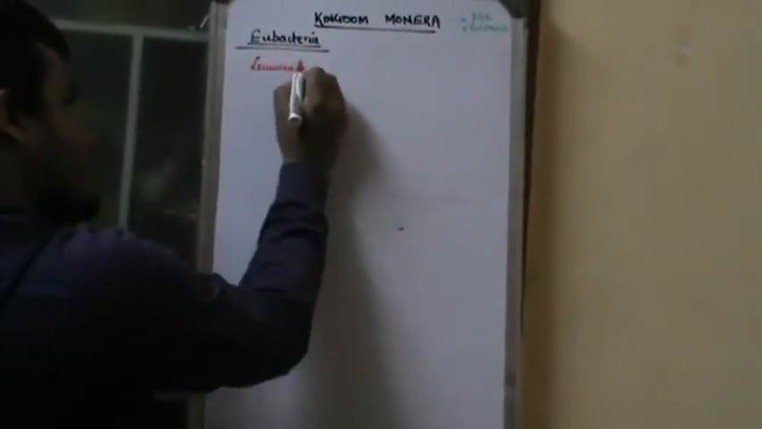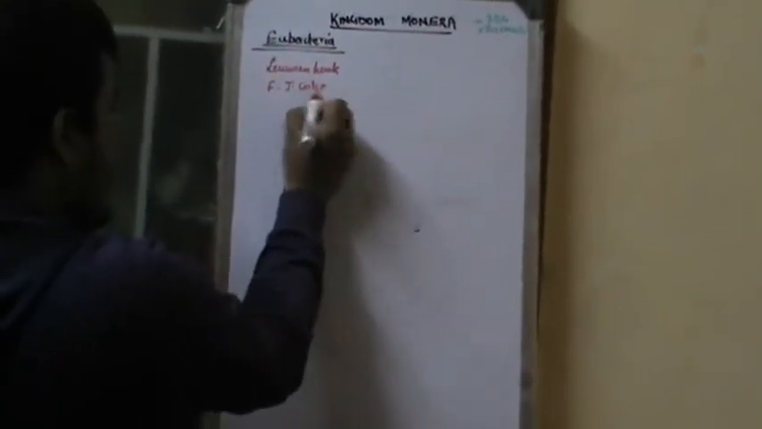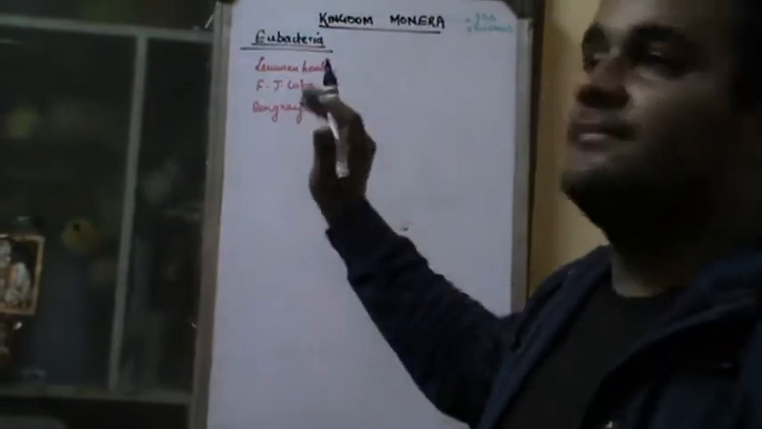Leeuwenhoek. There was a person known as Leeuwenhoek. There was another person known as F.J. Cohn, and a very famous person, Berkeley. If you have even a little hobby of reading books related to biology, you can just know this person. Trust me, in any good bio book, his name will surely be there. Trust me, it's that important.